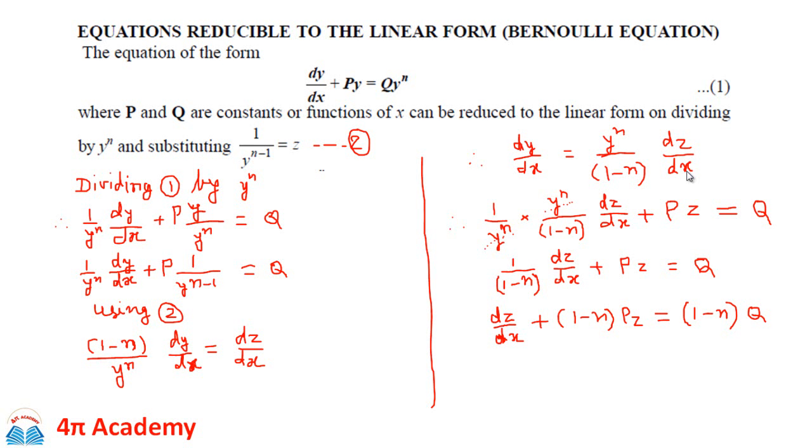So let us start with the topic, that is equations reducible to the linear form, that is also known as Bernoulli equation. Now if the differential equation is of the form dy by dx plus Py is equal to Q into y raised to power n, where capital P and Q are constants or may be functions of x. Now the above equation can be solved by first reducing it to the linear form, and then we apply all the working rules to solve the linear equation, and the rest of the process is simple.